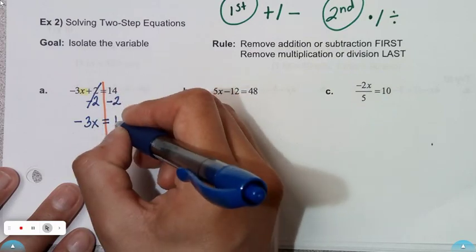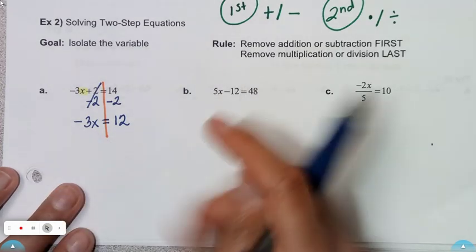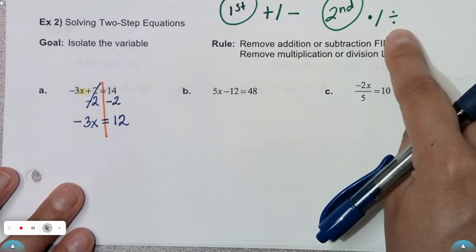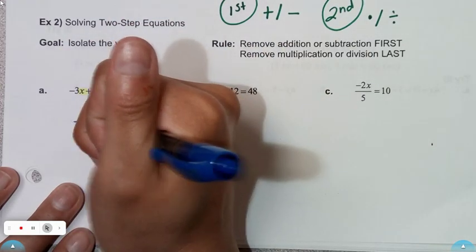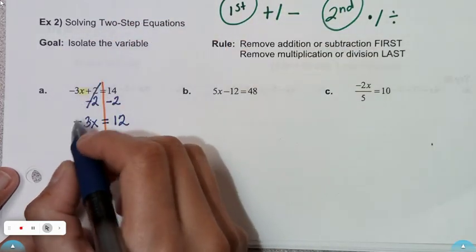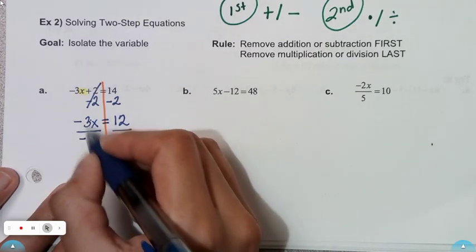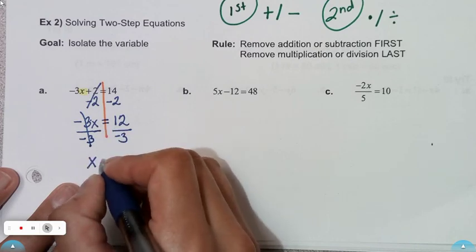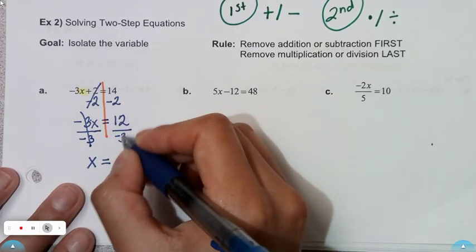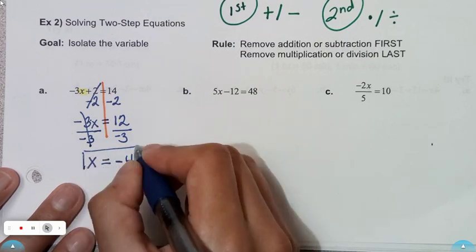14 minus 2 is 12. And then here I just have to take that last step of doing multiplication or division. If the numbers are side by side like this, remember there's an imaginary dot. So the opposite of multiplication is division. These cancel. Bring down my x. Bring down my equal sign. 12 divided by -3 is -4.